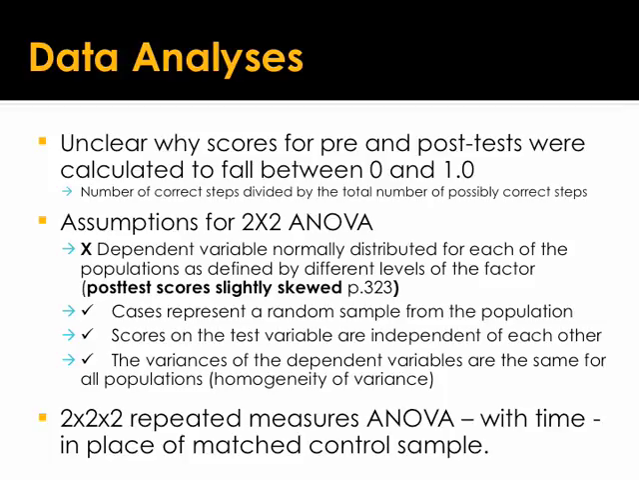Also, for the assumptions for the 2x2 ANOVA, most were achieved, but one was violated, and that was that the dependent variable be normally distributed for each of the populations as defined by different levels of the factor. The post-test scores were slightly skewed, so that was one assumption that was violated. The rest were achieved. Also, the 2x2x2 repeated measures ANOVA with time seemed to be used in place of a matched control sample.